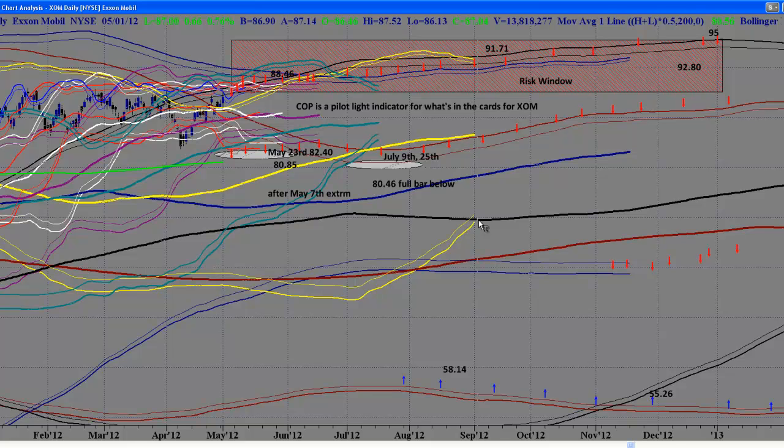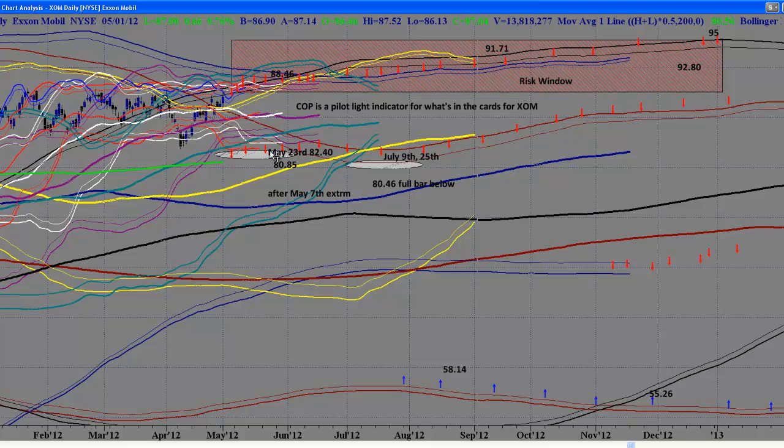And for a stock that has such a large capitalization, it will have tremendous impact on the S&P, on the Dow, and any other index that it is in. So the ramifications of this stock are tremendous and will act as a pilot light indicator for the rest of the market heading south. So let's look at the other side of the equation.